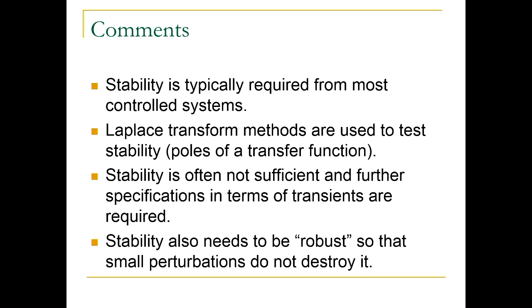So often stability is not sufficient. Why is that? What do you think? Why would stability not be sufficient? In a marginally stable system, we saw that we did not get the equilibrium we desired. So we can't track the output, basically. We don't get the output that we require.